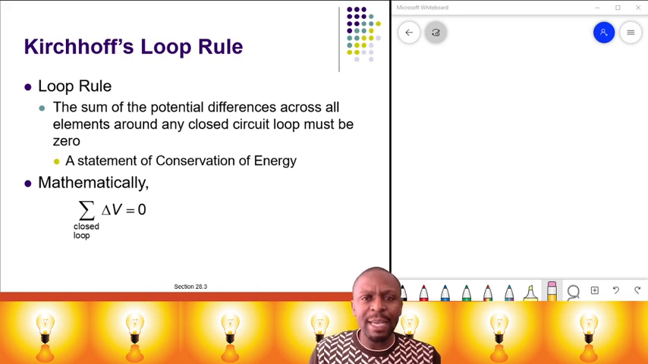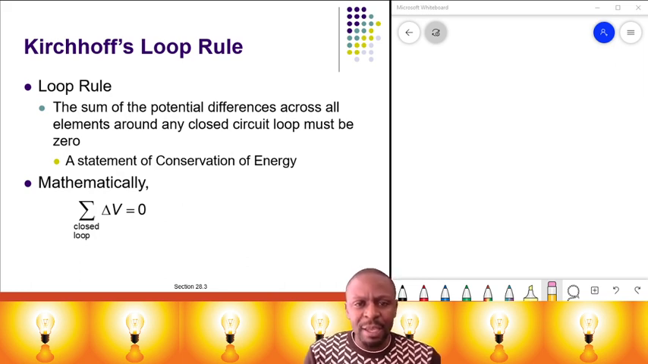Right, now the other Kirchhoff's rule is the loop rule. The sum of the potential differences across all elements around any closed circuit loop must be 0. This is a statement of conservation of energy also, and the mathematical description is that the sum of the change in V around a closed loop equals 0. You will see what I am referring to when I say a loop or a closed loop in a short while, when we do one of the examples requiring Kirchhoff's rules.